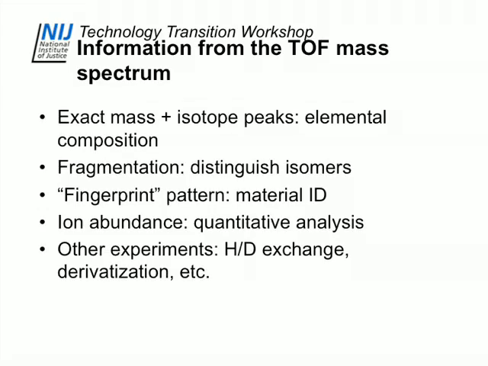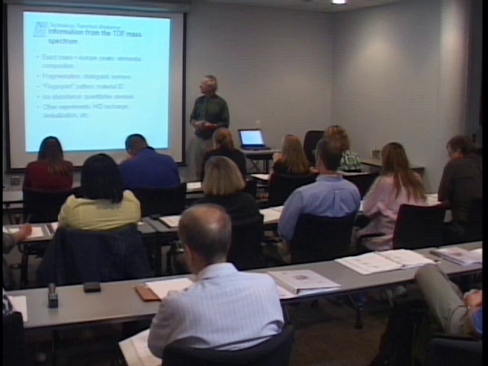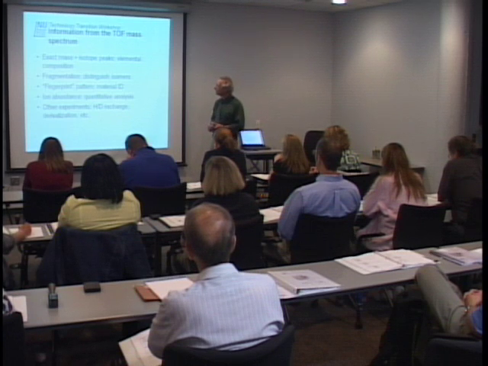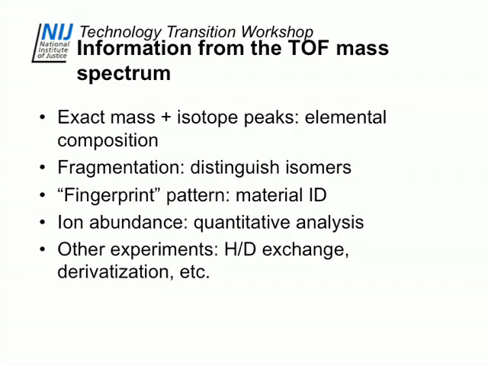We can get fragmentation, and I know Bob will talk more about this, but that will help us to distinguish isomers. You can deliberately break things apart, and some things will break apart just in the process of being ionized. We can get a fingerprint pattern, which is good for material ID. It may not matter exactly what species we're looking at, only that they're reproducible for a given material. Polymers are a good example of that. You want to be able to identify fibers or polymers or paint chips or something like that. If you get a reproducible pattern for that, that's useful in identifying that material.